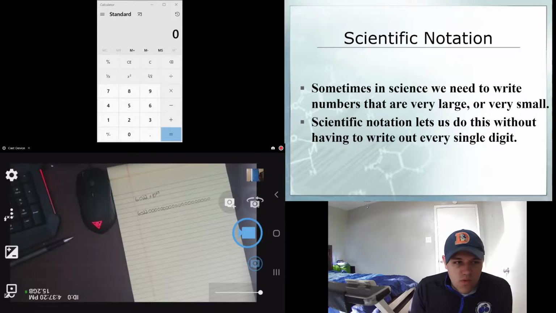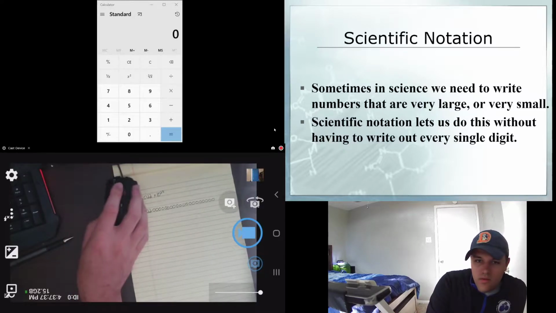Now, there's a couple of rules to when and how we can use it. Okay, there's a couple of rules to when and how we can use this.